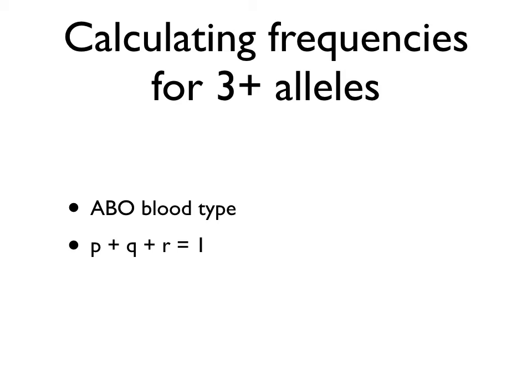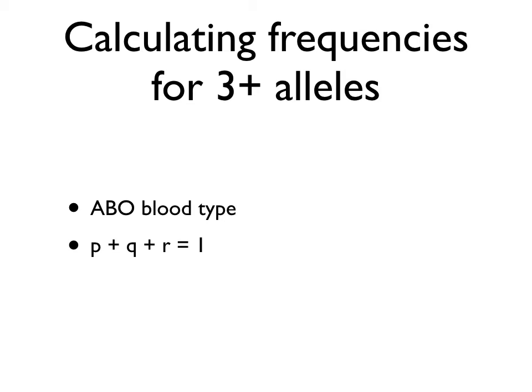What are the genotypes that are possible? You can be homozygous for A, homozygous for B, or homozygous for O. That would be p squared, q squared, and r squared respectively. Okay? Now what other genotypes are possible? AB, AO, BO is also possible. So we can have A with B, A with O, we can have B with O.